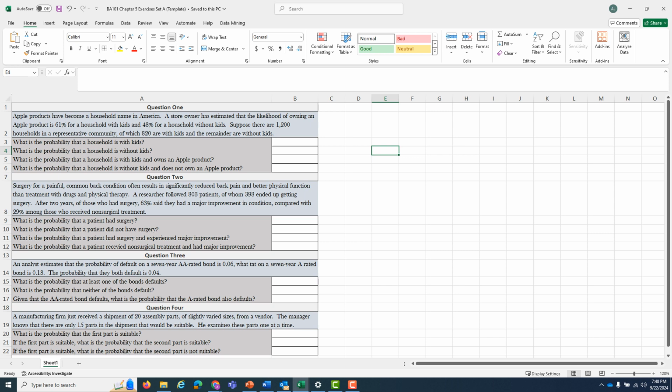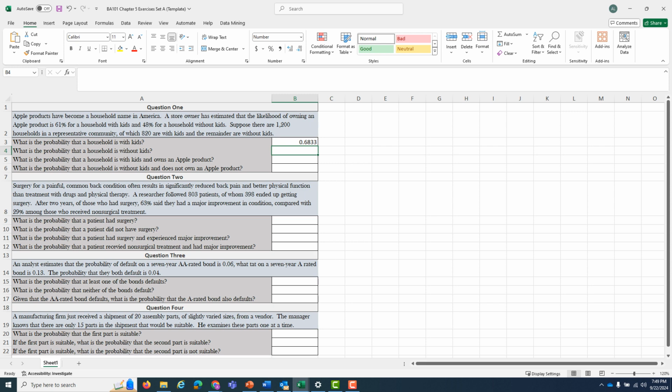Well, the first thing we're asked to find is what is the probability that any one random household will have kids? Well, to do that, we can just take the number that meets that criteria and divide it by the total sample size. So we're told here that 820 households have kids out of the 1,200 in the area, and that's 68.33%, if you will, of the households in this community around this store that have kids.